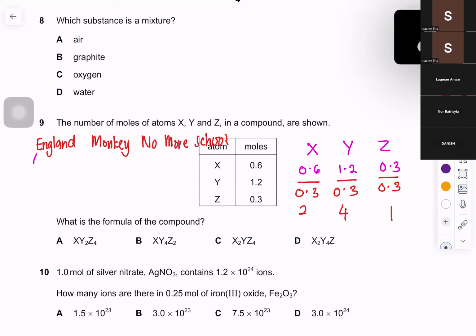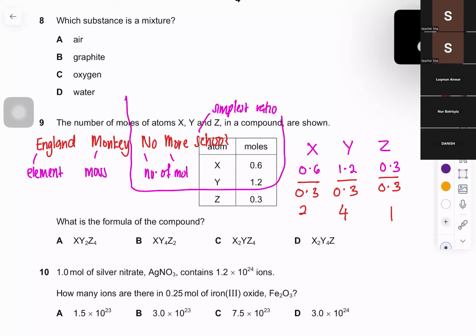Okay. Alright, so element, mass, number of mole. This one is a simplest ratio. So dia ambil kat sini je. Dia tak ada mass. Dia dah number of mole, sebab dia tu mole. So jawapan dia apa? D. Is it clear? Iman?